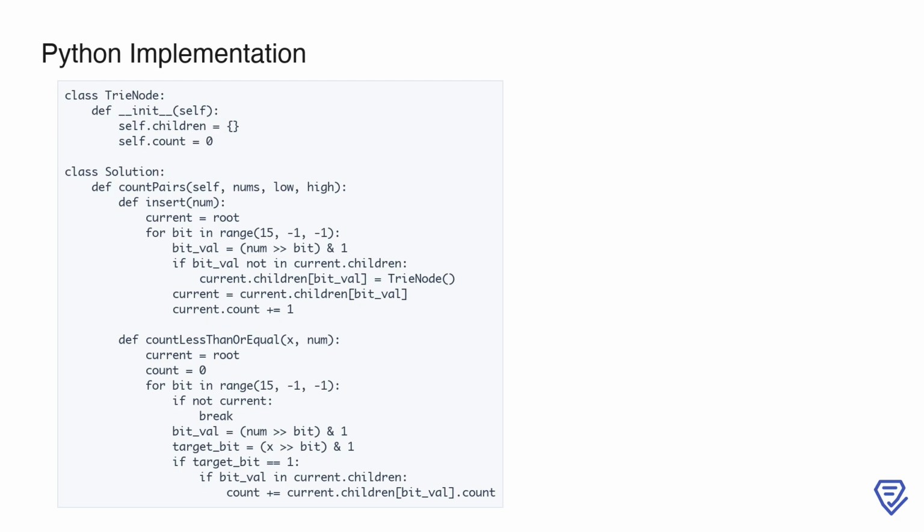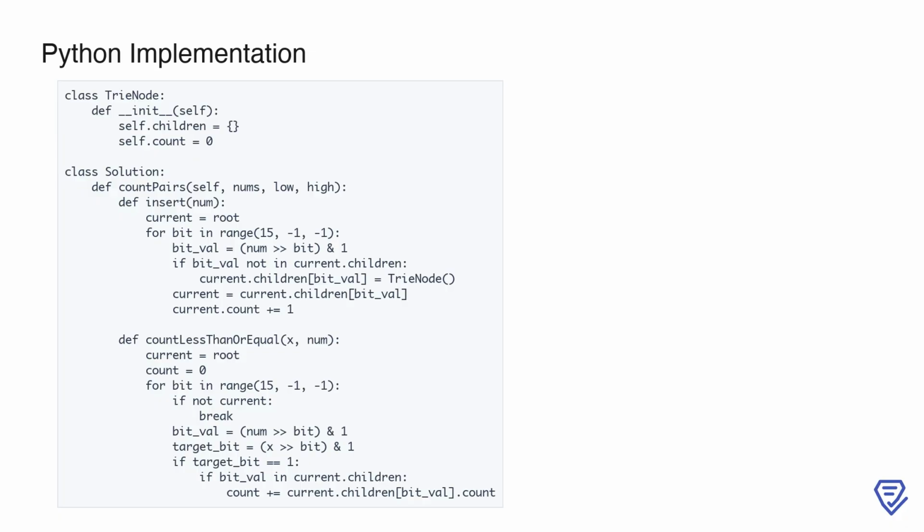Next, we move to the solution class, where we define the main function countPairs. Inside this function, we first define an insert helper function, which is used to insert a number into the tree. For each bit in the 16-bit representation of a number, starting from the most significant bit, we calculate the bit value by right-shifting the number and applying a bitwise AND operation. If the bit value is not already in the current node's children, we create a new tree node for it. Then, we update the current node to this child and increment its count. This process ensures that the tree stores the binary representation of all numbers, along with the count of numbers that pass through each node.